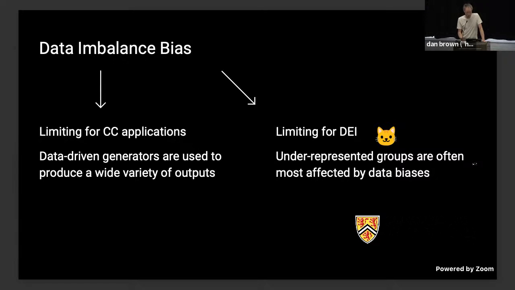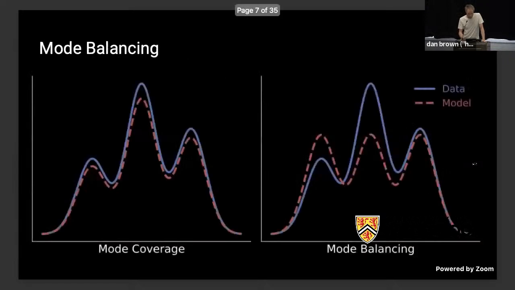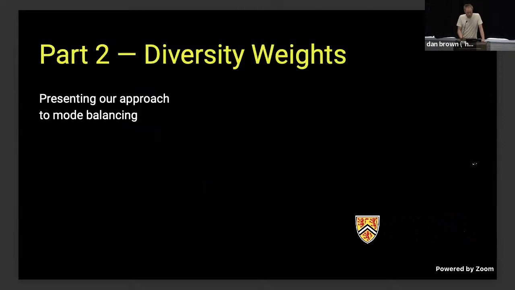So in our work, we specifically focus on this data imbalance bias. The way that we approach this conceptually is by mode balancing. I'm contrasting here two approaches: mode coverage on the left-hand side, and on the right-hand side, our approach, mode balancing. In blue is the data distribution just illustrated, and in red and dashed line, the model distribution. Mode coverage tries to exactly match the data distribution, which, as I said before, cannot really be taken as a ground truth. So what we want to move towards is mode balancing, to really equivalate between the different types of examples in a data set. So let's move on to diversity weights, which is our specific implementation of this conceptual approach.